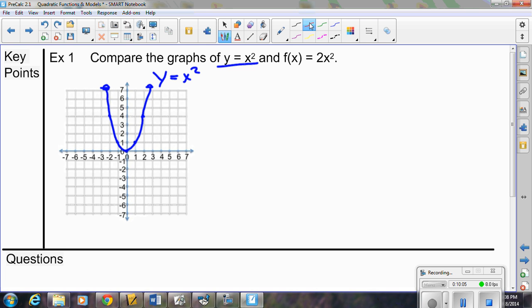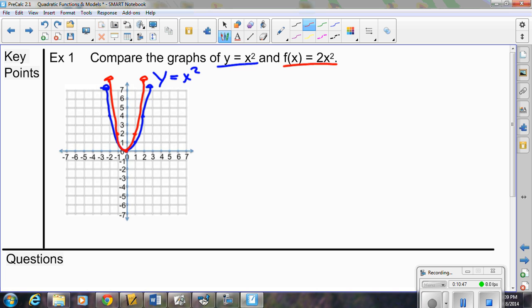And I'm going to switch to red to do our f of x equals 2x squared. Graph it any way you want. You can use transformations. You can use an input-output table. You can plot points. Use whatever technique you'd like. But you should be able to obtain this set of points. And there goes up to 8. Okay, so here are the two graphs of y equals x squared and f of x equals 2x squared.